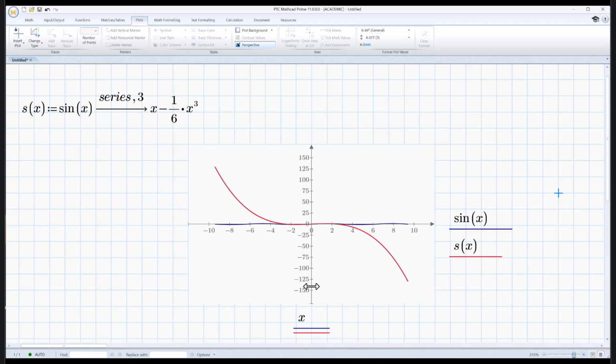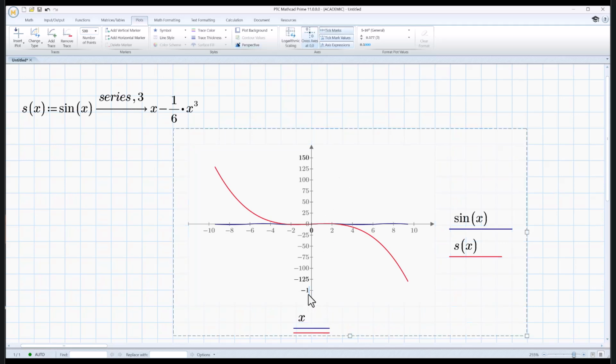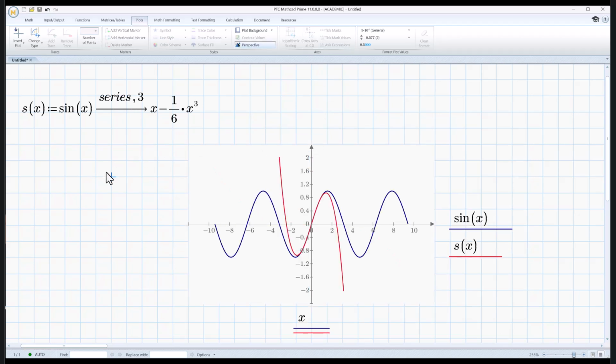Now, the other problem I've got is the vertical axis is just crazy big. So let's go from -2 to +2 on the vertical axis. There. That looks a lot better. So the red is my approximation, my MacLaurin series approximation to the sine, and the blue is the sine.